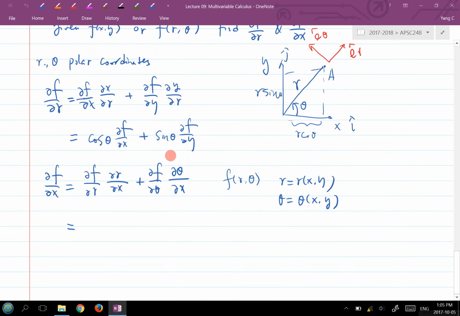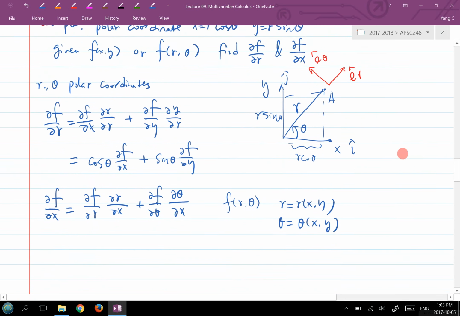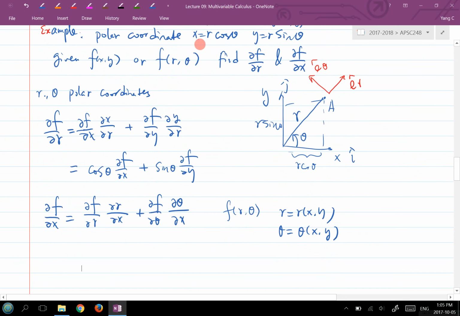Good. Okay. So let's see how we can find that relationship here. It's very simple. If you look at the original relationship here, what is r? r is basically the square root of x squared plus y squared, right?